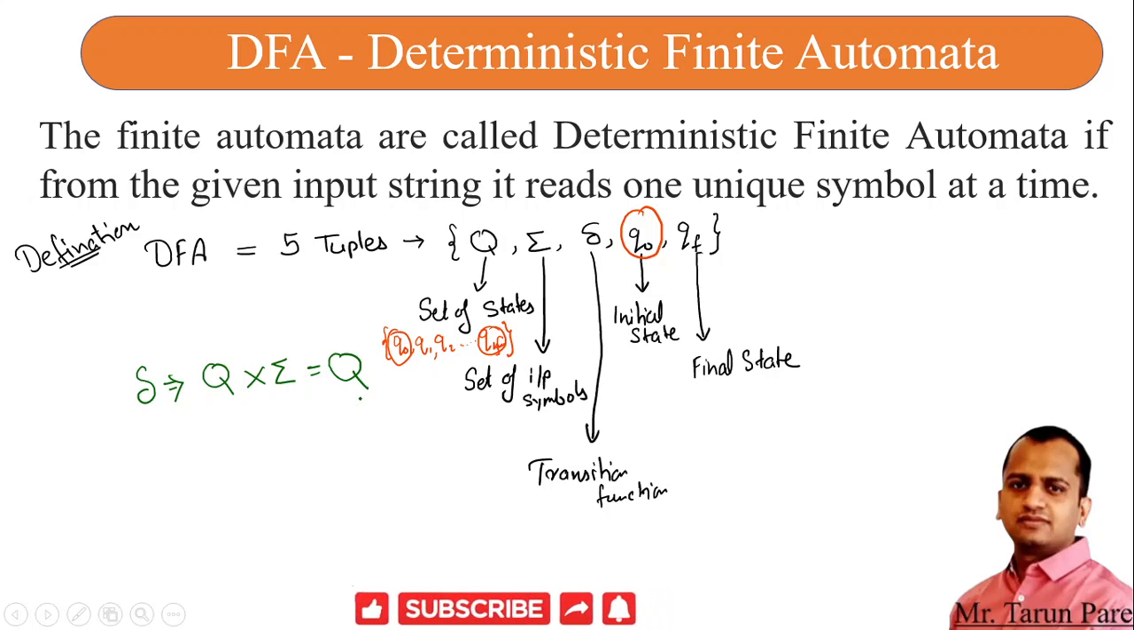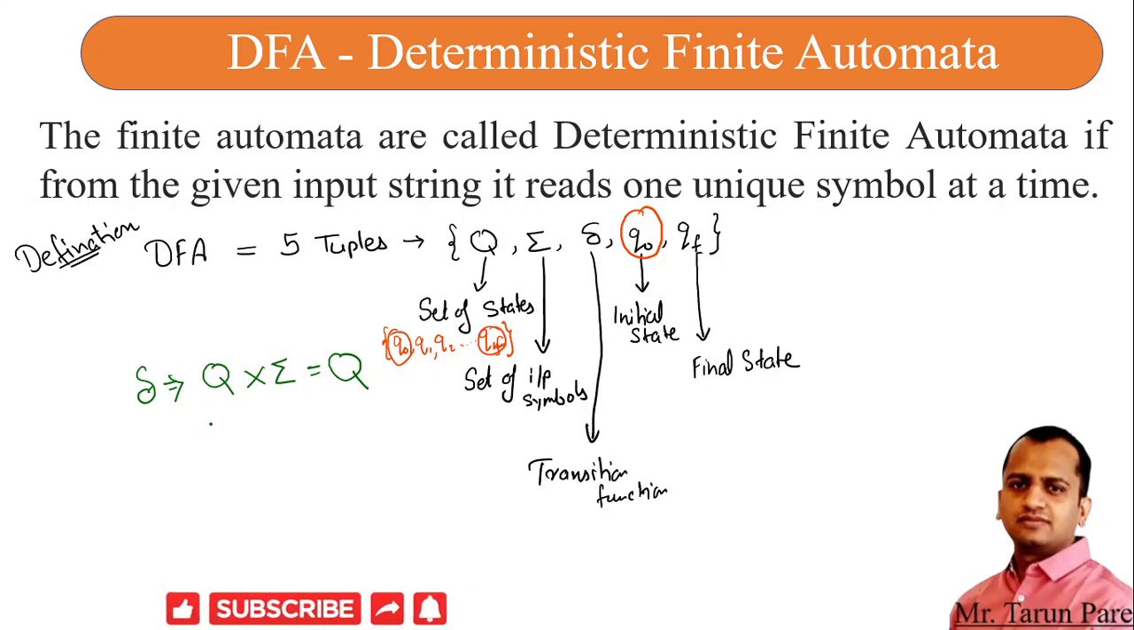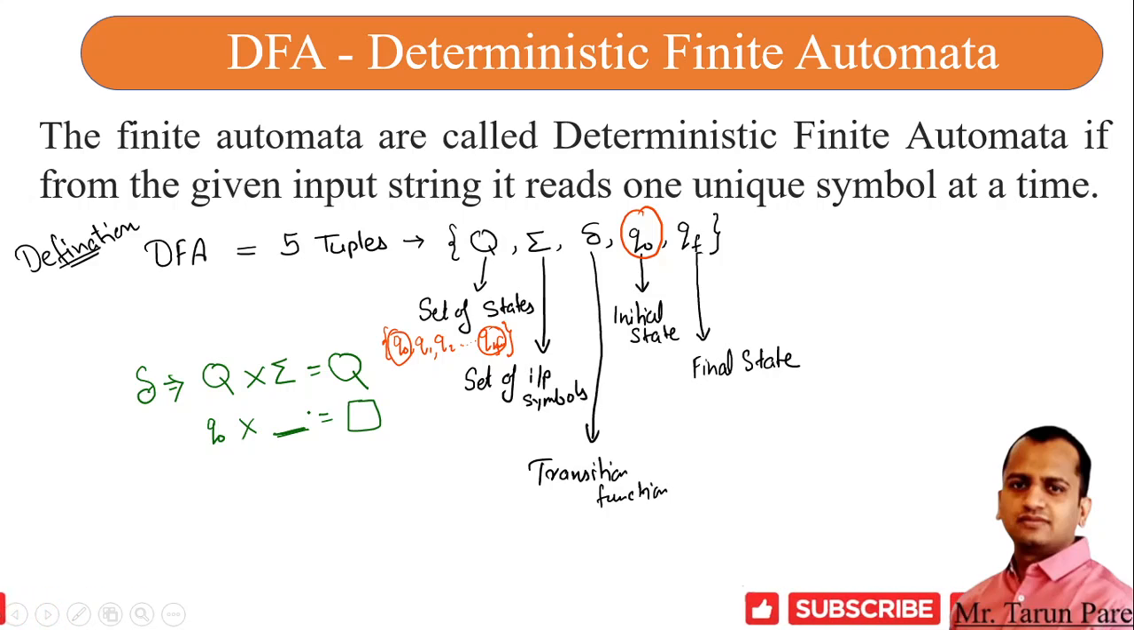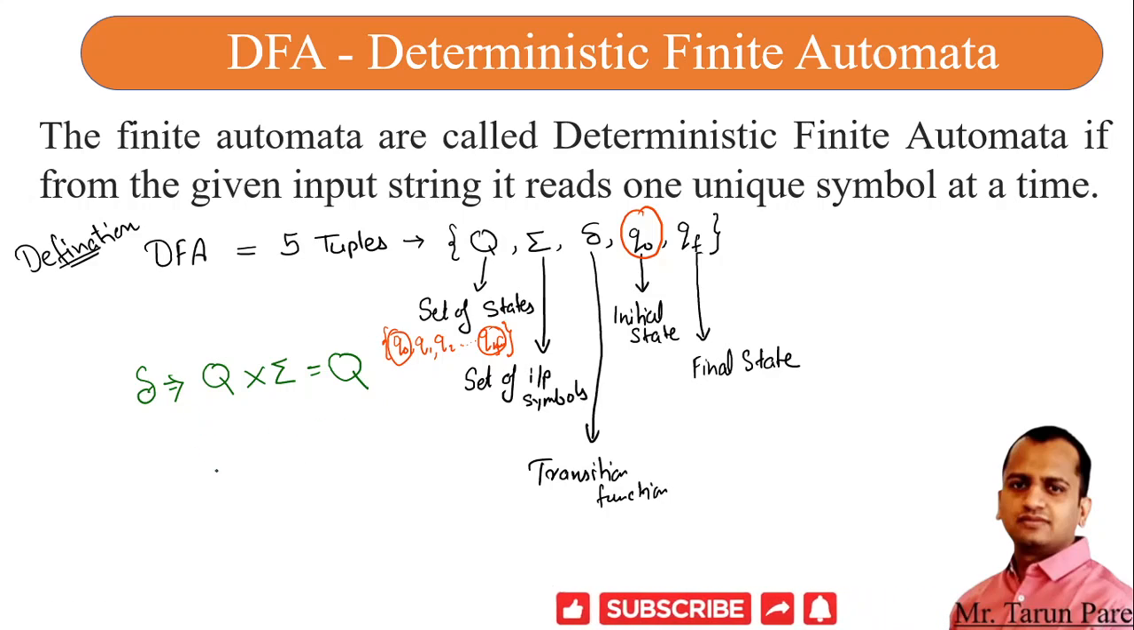Q cross sigma to Q is the transition function. What does it mean? It means that from a particular state, by giving a particular input, maybe 0 or 1 or a, by giving a particular input symbol, in which state it will move. This is called the transition function. As we do some examples, you will come to know what this delta function represents.